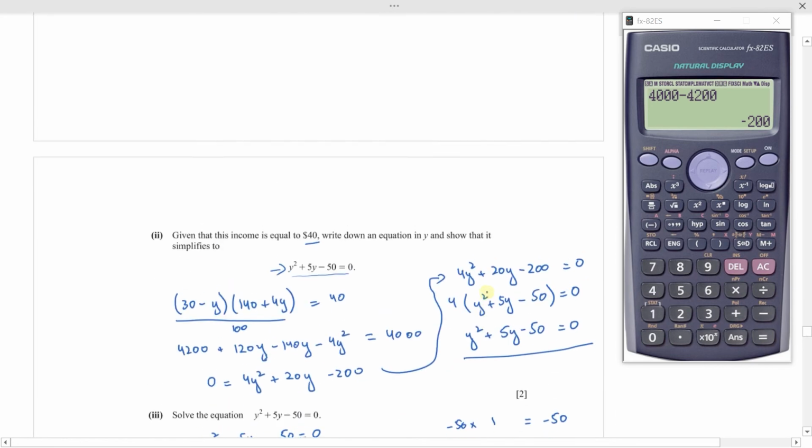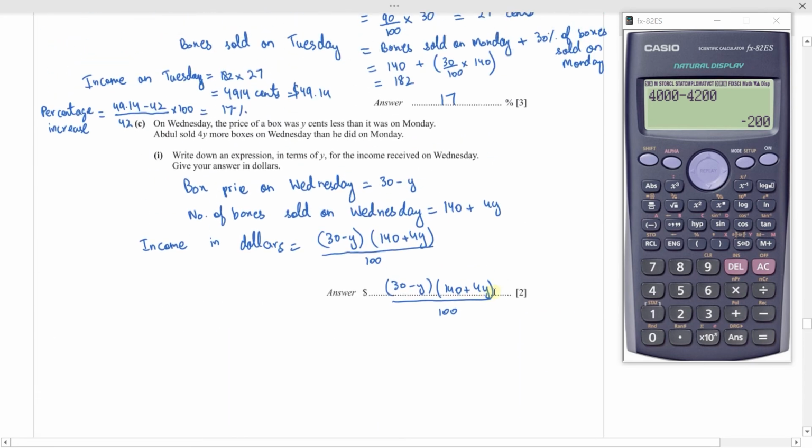So if you go back up, you're told that the price of a box was y cents less than it was on Monday. Abdul sold 4y more boxes. So if you're selling 4y more, that means y has to be positive. Otherwise, if y is negative, then you're selling fewer boxes on Wednesday. So in the question, you're given that Abdul sold 4y more boxes on Wednesday than he did on Monday. So the value of y has to be positive.